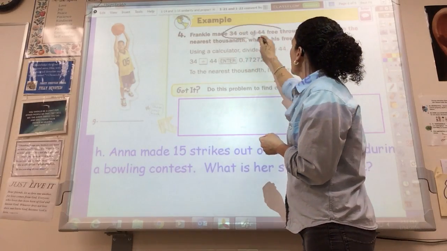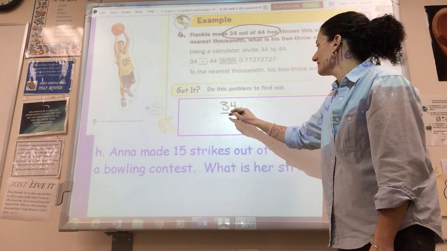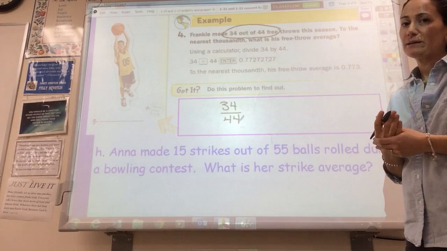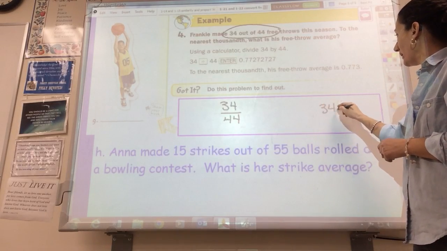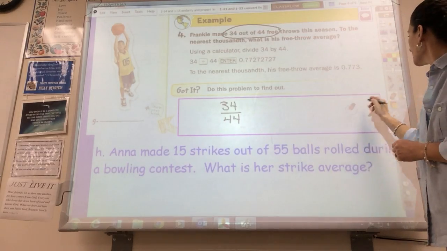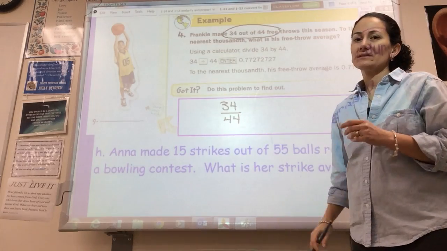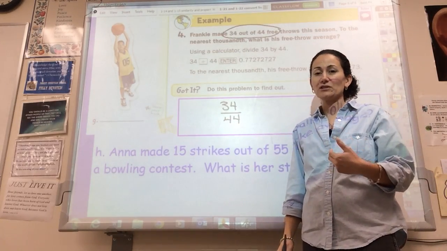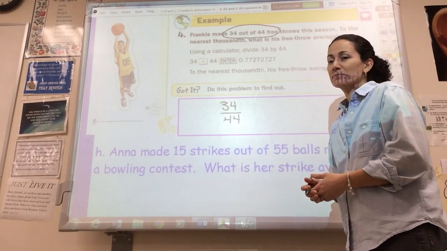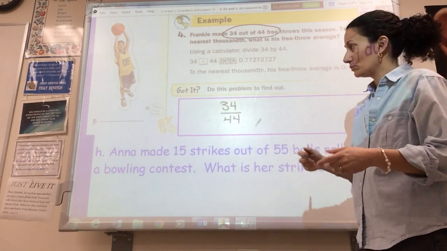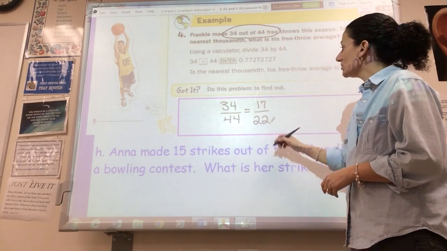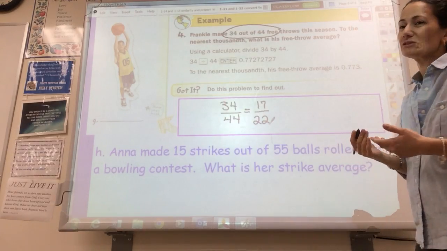I know that 34 out of 44 can be written as a fraction. But before I start to divide that, those are some pretty big numbers. 34 divided by 44 is going to take me a minute to figure out. So there is a shortcut. Sometimes the fraction can be simplified. If you can simplify the fraction, the numbers get smaller. And if the numbers get smaller, they're easier to work with and divide. In this case, I can divide these by 2. And if I divide them by 2, I get 17 over 22. So when I go to divide, my numbers are just a little bit smaller.